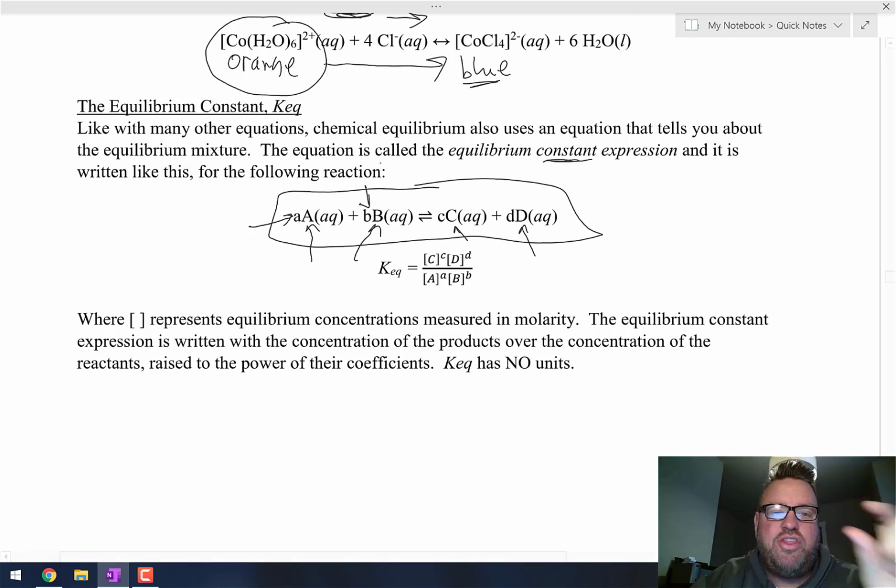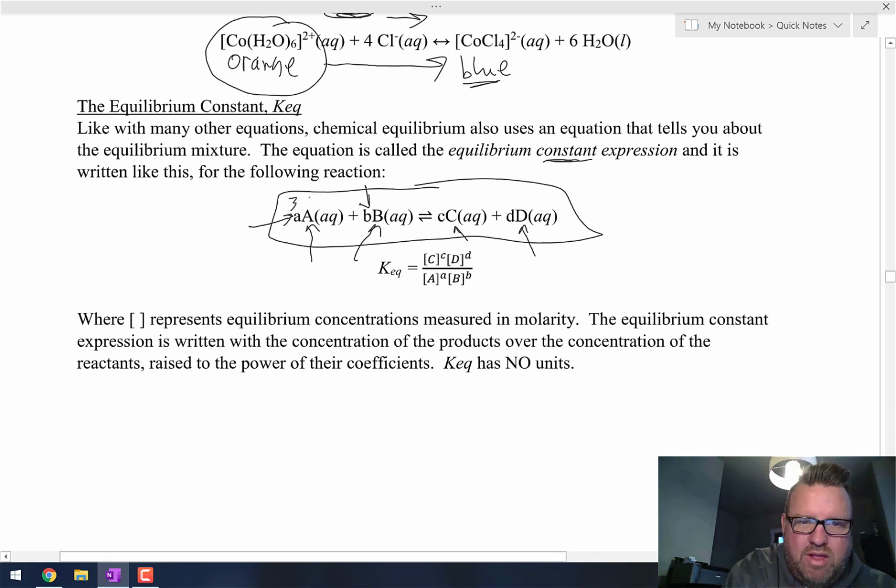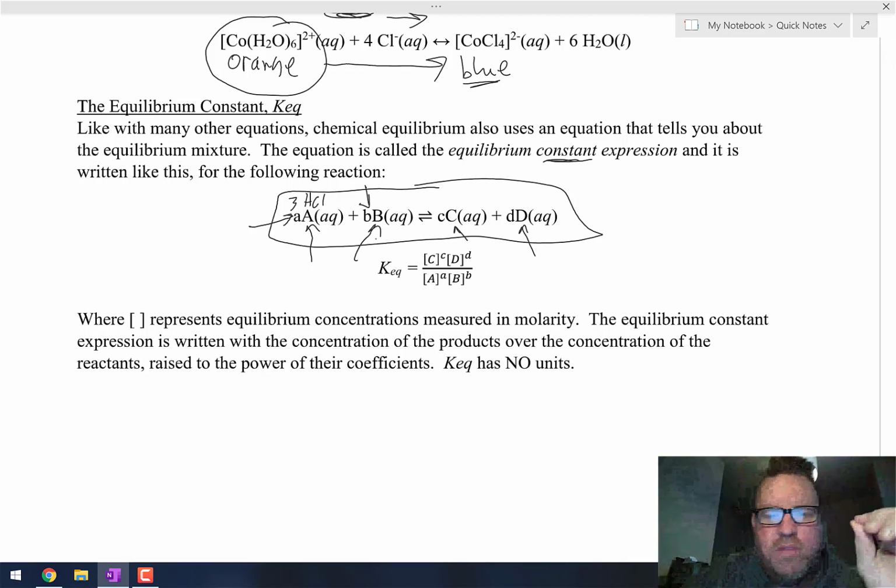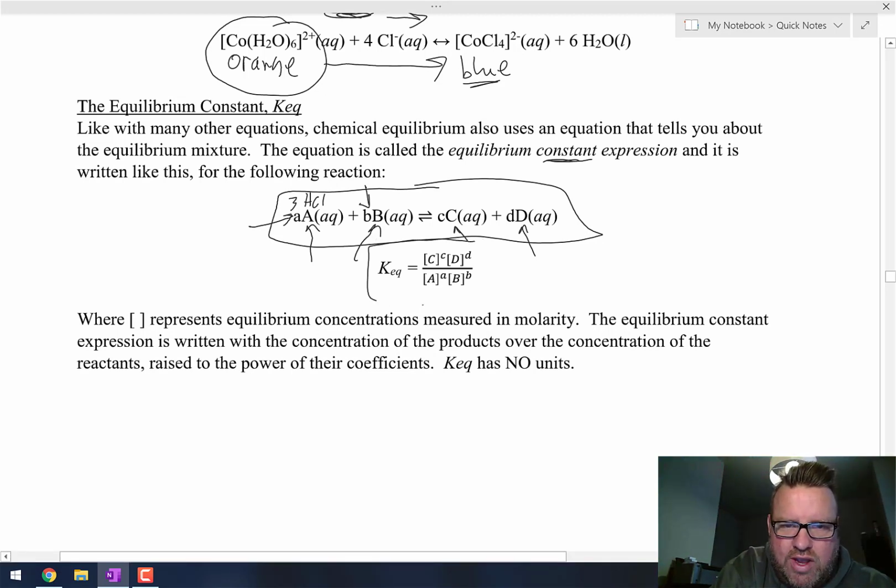That's the 3 HCl plus 2 NaOHs. So that would be the 3. The capital A would be the HCl. So the way that you write an equilibrium constant expression is, notice right here, this is really, really important. Notice that first of all, you've got these square brackets.